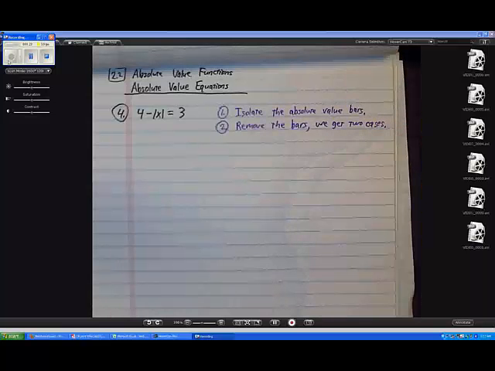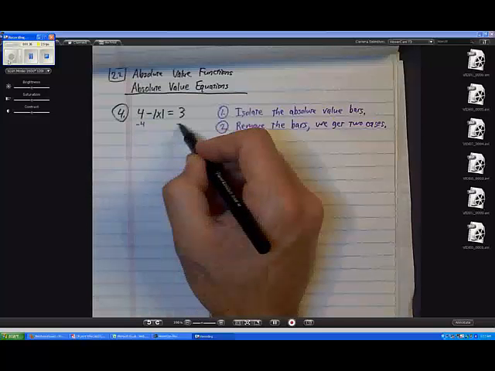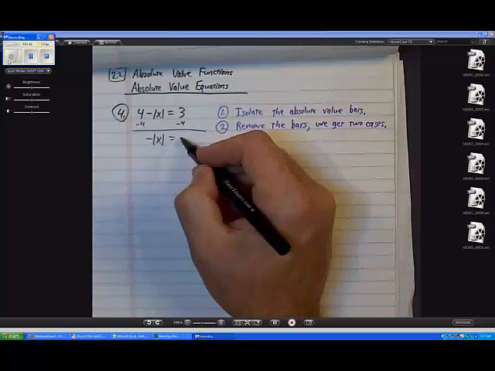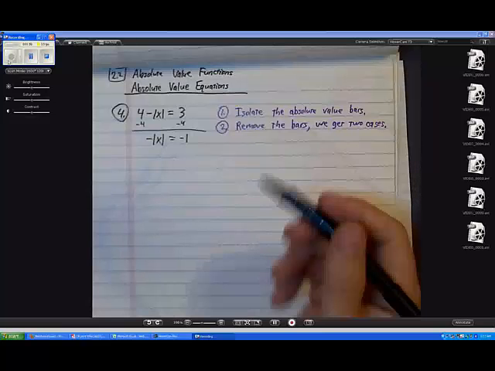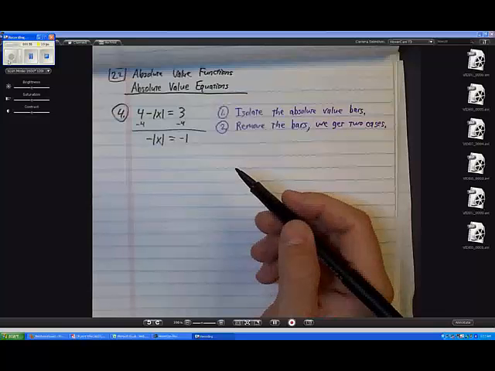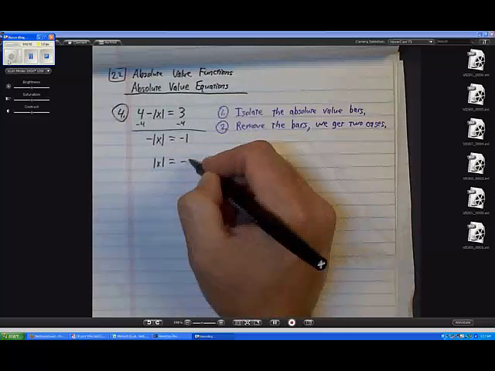All right? So I feel like I'm back in beginning algebra class, and I'm trying to isolate something, so what do I do to both sides of this equation? Subtract 4, right? And so I get negative absolute value of x equals negative 1. And so the absolute value is not isolated yet. So what do I do next, by the way? Divide by -1 or multiply by -1, either way. And so I get absolute value of x equals -1. That's a dumb problem.